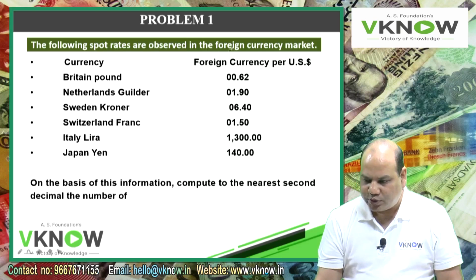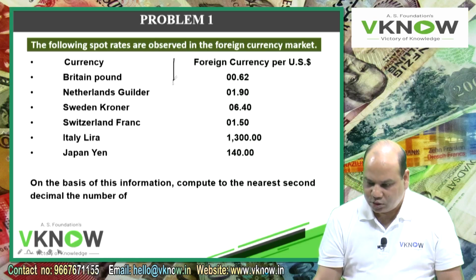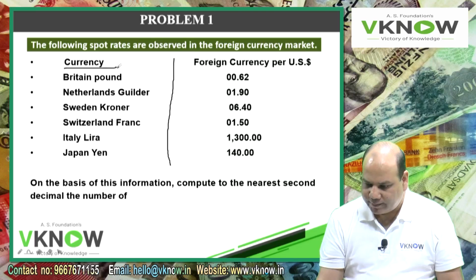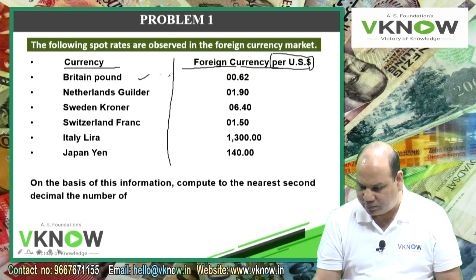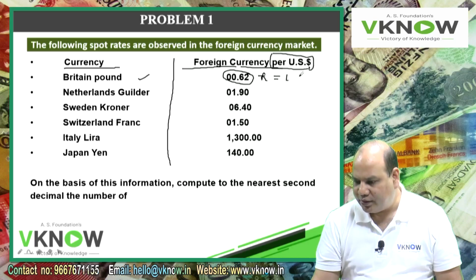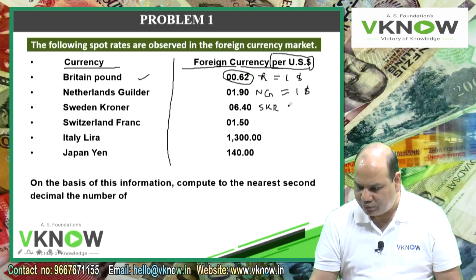The falling spot rates are observed in the foreign currency market. This is very simple. This is the currency in this column and the foreign currency per US dollar. Per US dollar means, in the first example, 0.62 pound, this is the symbol of pound, is equal to $1. In the second example, it means 1.90 Netherlands guilder. So how do I write that? Netherlands guilder, NG, equal to 1 US dollar. This is 6.40 kroner, Swedish kroner. So normally they write SKR, Swedish kroner, is equal to $1.